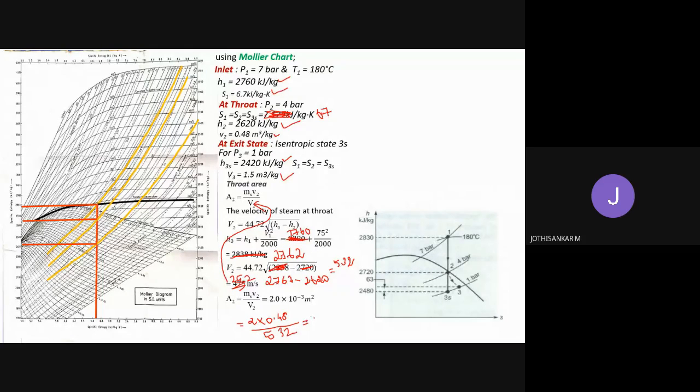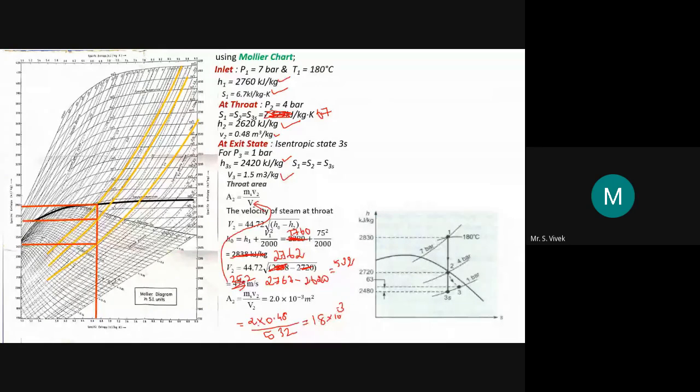Sir, 0.48. Okay sir. I'm getting 0.8. Area answer is 1.8 sir. Okay. Area answer is 1.8 into 10 power minus 3. I'm getting 2, here it is 1.8. Okay, correct. So the area is equal to 1.8 into 10 power minus 3.